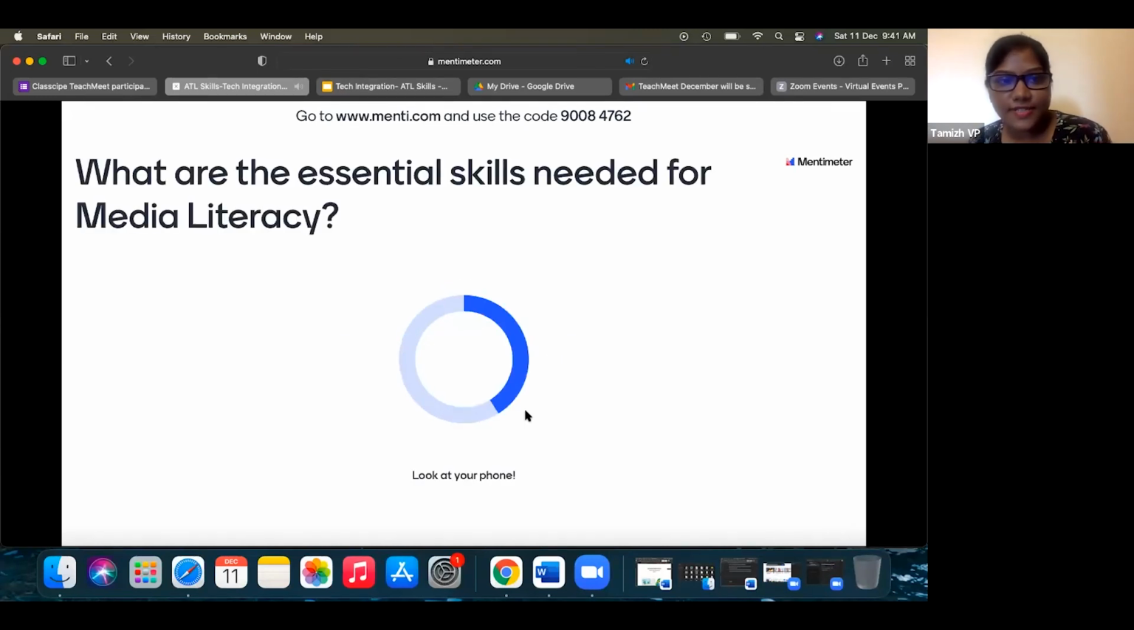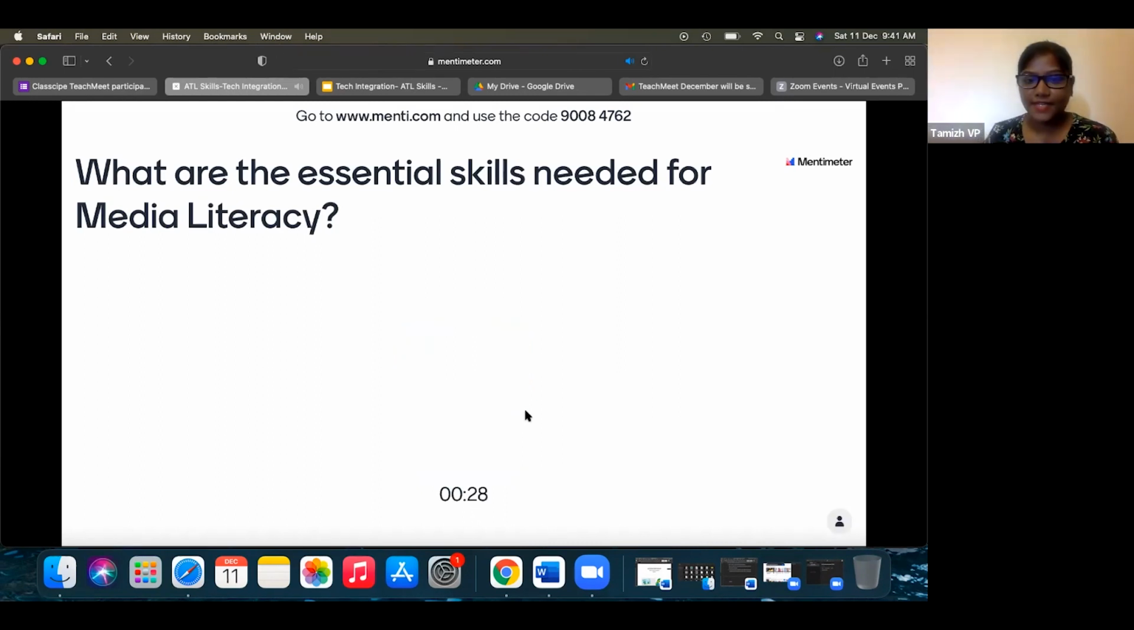What are the essential skills needed for media literacy? I think this is a text-based question, so you just have to type anything that you think is related to this. The essential skills needed to excel in media literacy. What do you think are the essential skills? And there's a countdown.